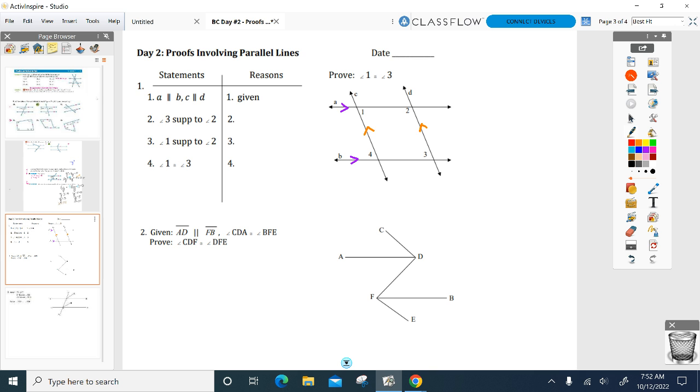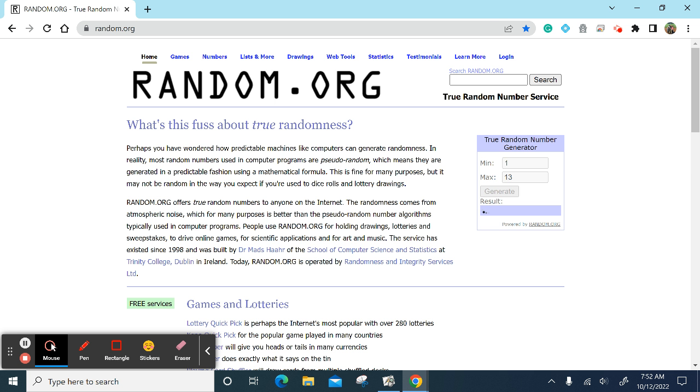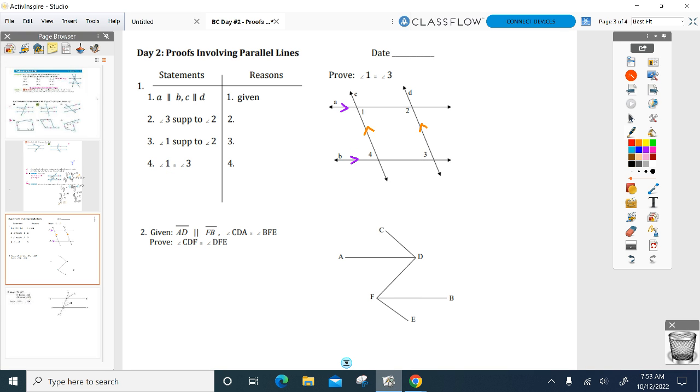All right, I'm saying 3 supplementary to 2. Why? That's what I'm saying right now. 3 is supplementary to 2. How do I know that? From yesterday. Look at 3 and look at 2. Identify what type of angles they are. Say to yourself, inside, outside, same side, alternate. All right, what type of angles are 3 and 2 here? 3 and 2 are? Same side interior. There you go, same side interior.